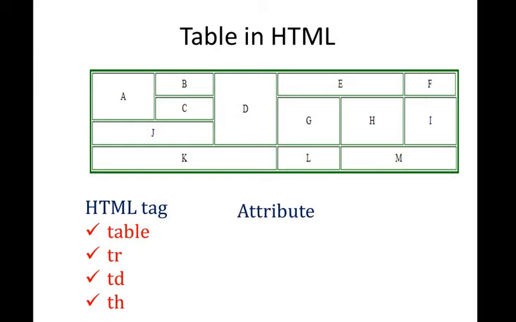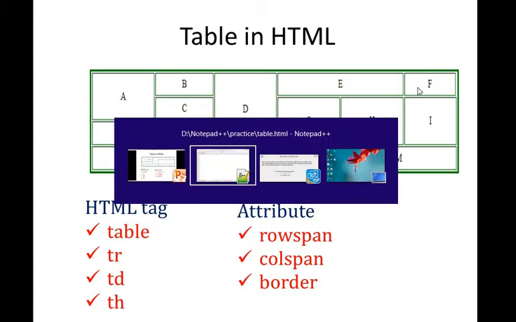Now let's see the attributes. When you want to create this kind of table, you primarily require rowspan and colspan. For designing purposes you may require the border attribute, and many more. So now let's create this table.